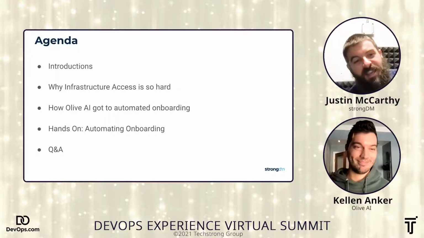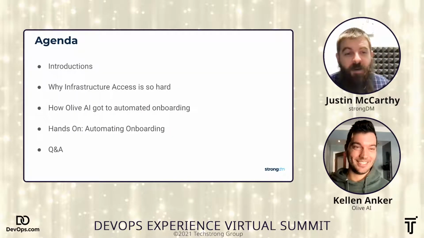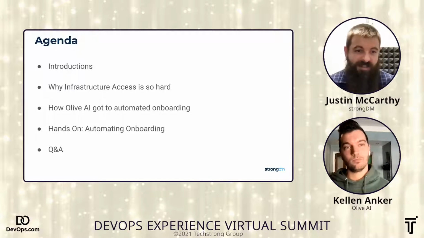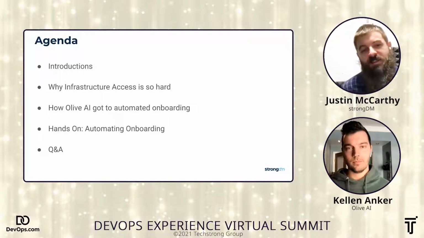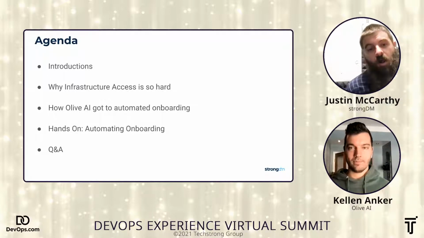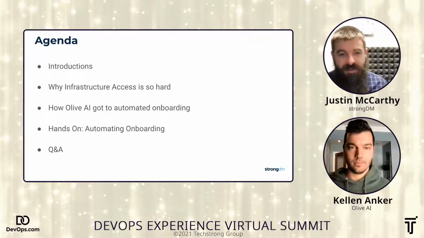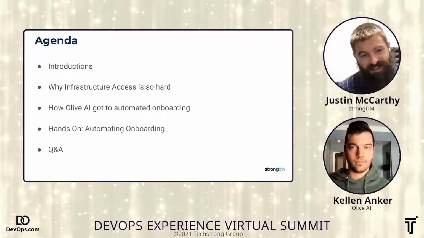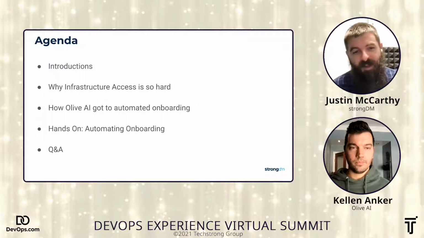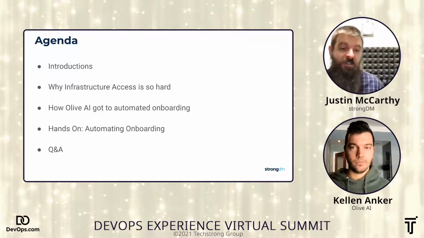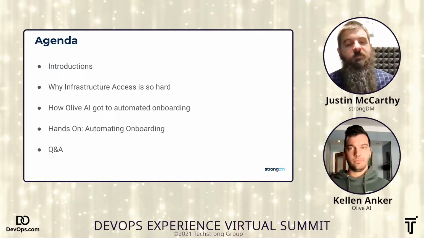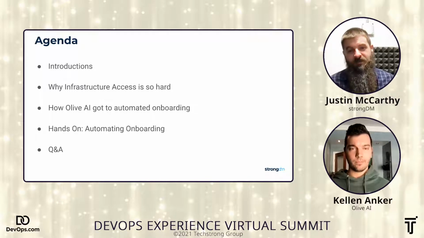All right, and today we're going to be talking about infrastructure access. And we're going to hear about how Olive AI automated some of those access problems. We're going to see a bit of that hands-on. And then we're going to have time for some Q&A at the end.